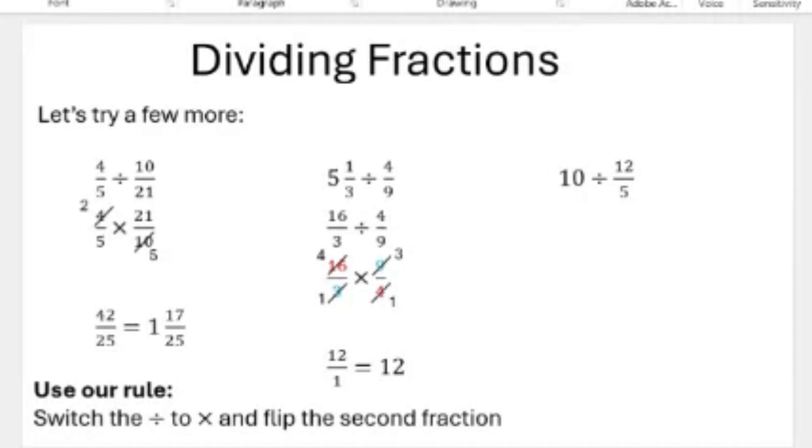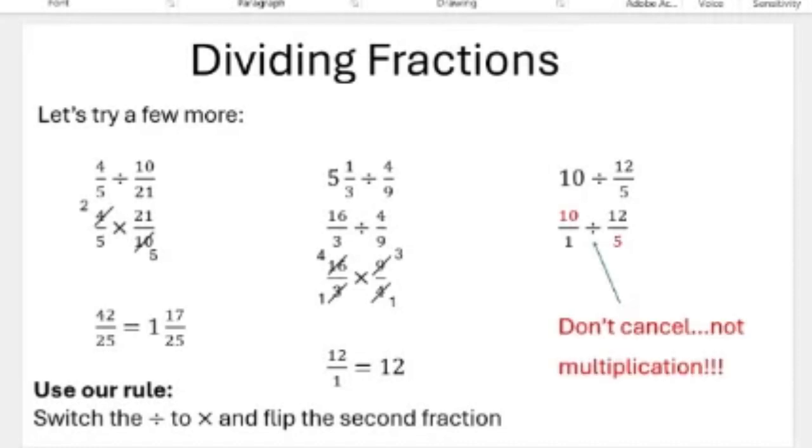And on to the last one here. 12 over 5 is good, ready to go, but that 10 will not. We cannot work with it as a 10. We have to turn it into a fraction, 10 over 1. I'm going to say it one more time. This is a division sign, so do not try to cancel tops and bottoms. Instead, we turn it into multiplication. Do not cancel the 10 and the 5 because it's not multiplication.